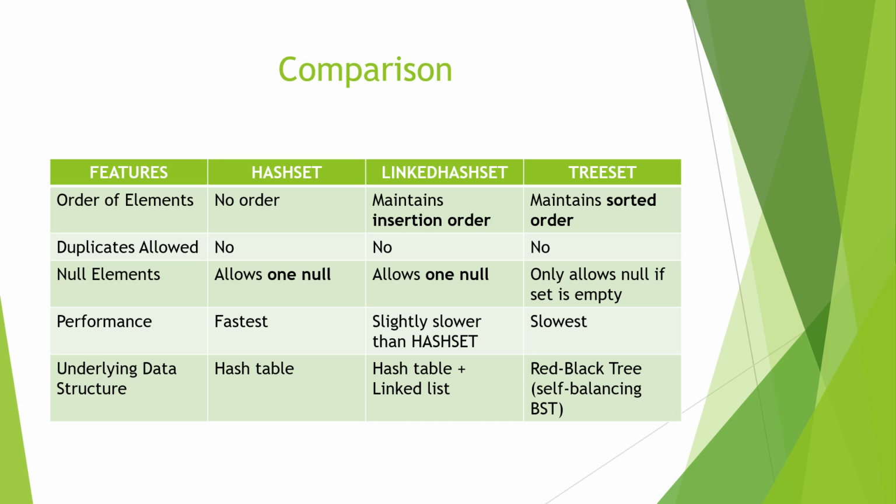Next is the performance. HashSet is the fastest, LinkedHashSet is a little bit slower than HashSet, but TreeSet is the slowest. So what is the underlying data structure? For HashSet, the underlying data structure is a hash table. For LinkedHashSet, as I have already told you, it is a combination of hash table and linked list. The third one is TreeSet. For TreeSet, the underlying structure over here is a red-black tree, which is a self-balancing binary search tree.